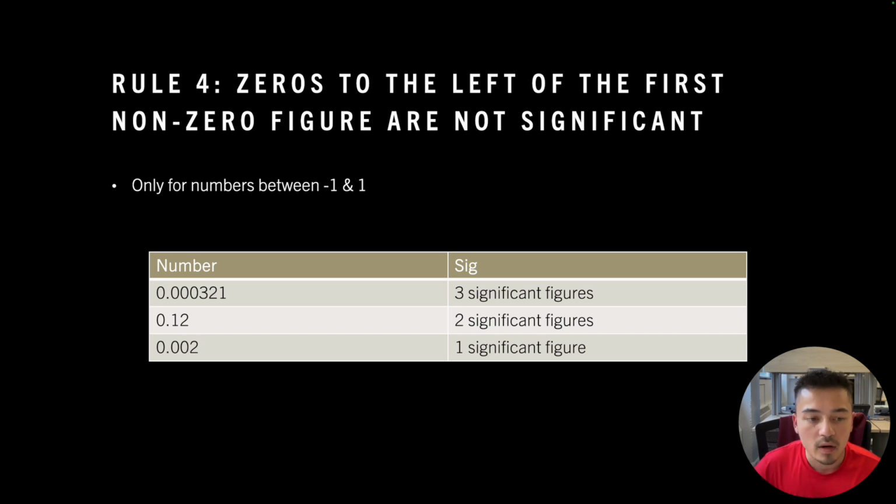Because this is one of the most important rules, because there's a lot of small numbers that we use in chemistry, and we need to make sure that we have the correct significant figures.